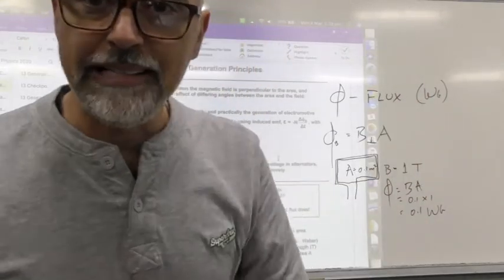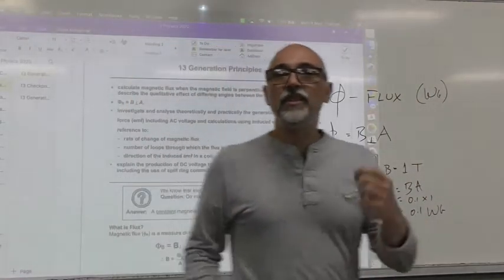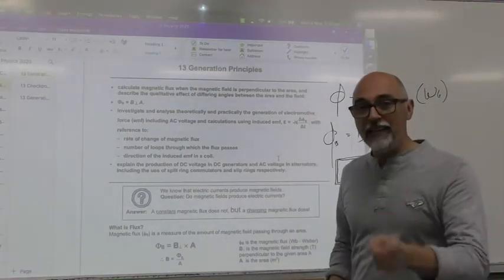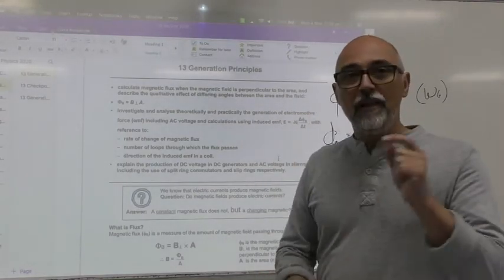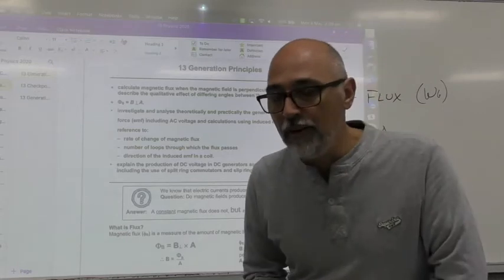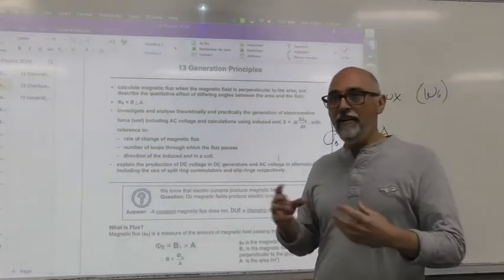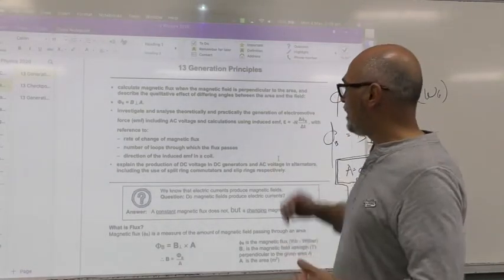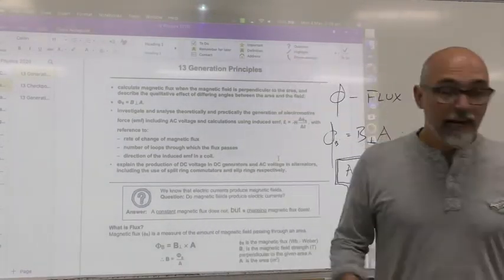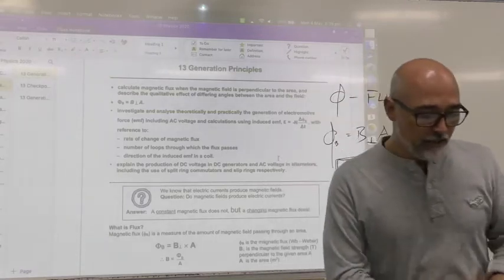But surely you must be thinking that having more loops cutting field lines would make some difference. Yeah, you're right, it does. But not to the magnitude of the flux. It does make a difference to the magnitude of the voltage that you are actually generating. So there are a couple of things that change how much voltage you can get out of this system. And how do we calculate voltage?